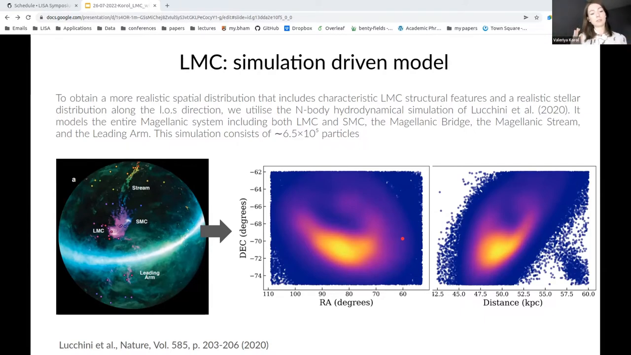And the third model is actually the combination of the best features of these two. So we took the observed LMC star formation history, and we combined it with the spatial distribution from this hydrodynamical simulation.